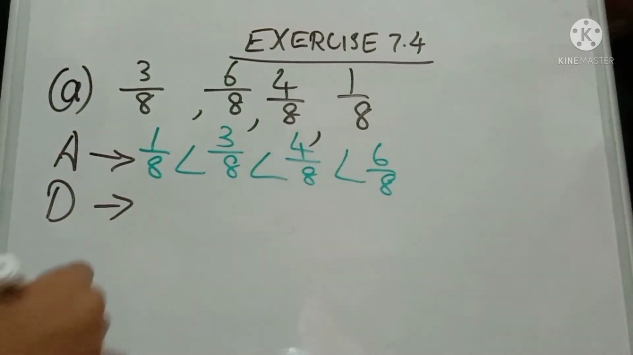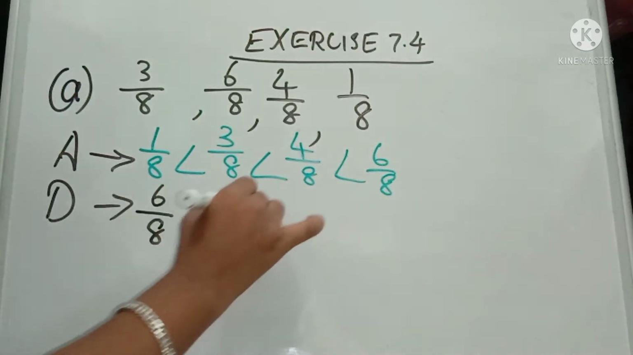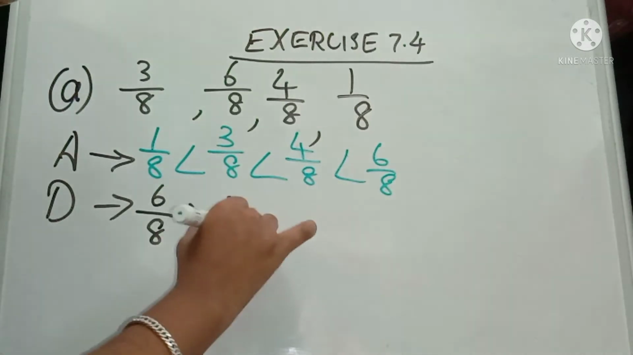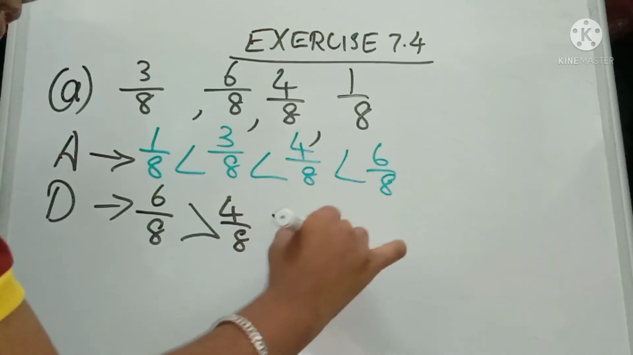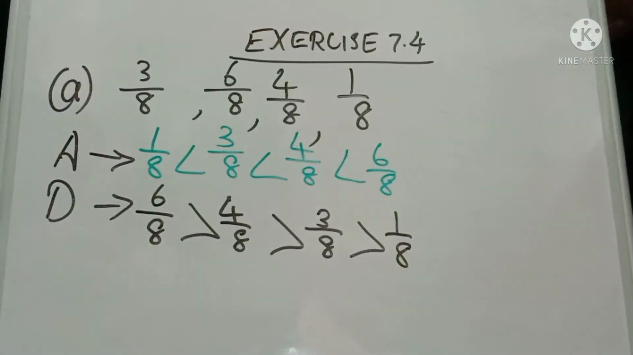Next is descending order, 6/8, 4/8, 3/8 and 1/8. Okay, these are the ascending and descending orders. Okay, next is the B question.